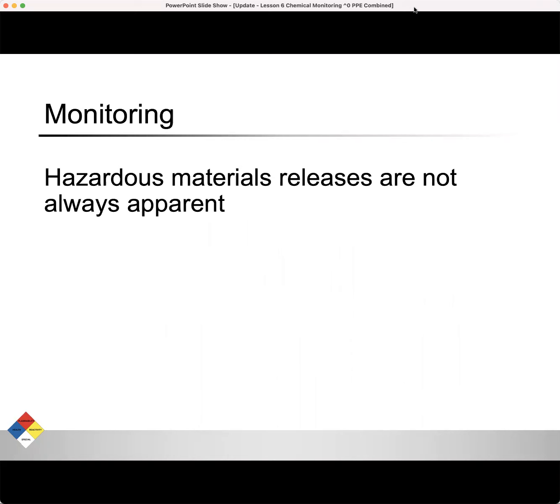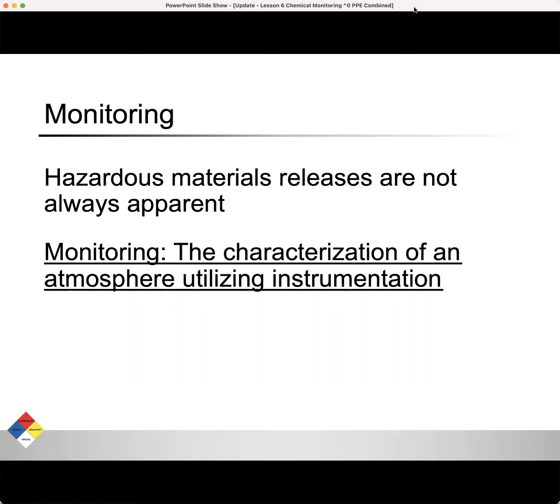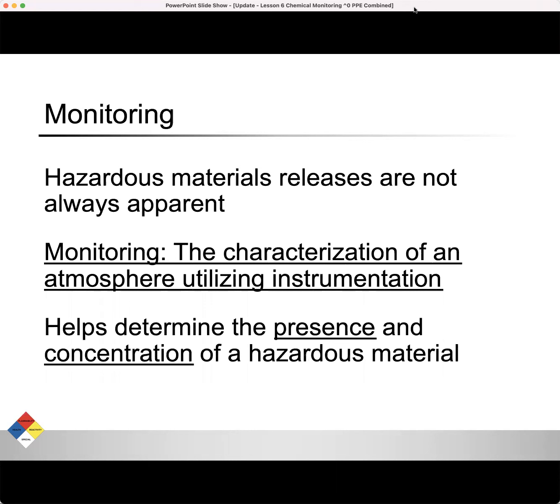Monitoring. Sometimes hazardous materials releases are not always apparent. That's one reason why we do monitoring. So what is monitoring? It is the characterization of an atmosphere utilizing instrumentation. It helps determine the presence and concentration of a hazardous material. Now, notice it says helps to determine. There are no guarantees when it comes to hazmat monitoring.